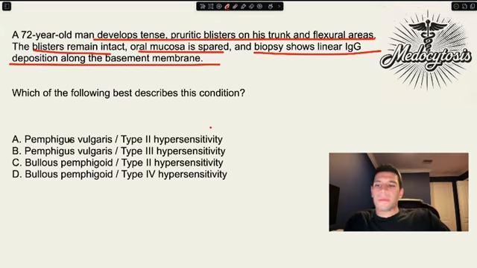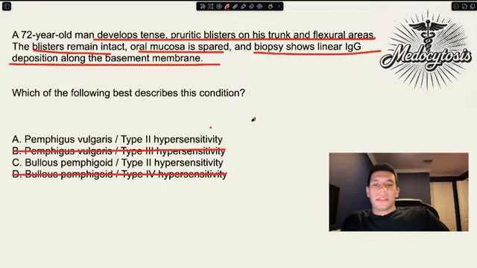So we know it's either Pemphigus vulgaris or Bullous pemphigoid. The problem being, in Pemphigus vulgaris, antibodies against the desmosomes, and in Bullous pemphigoid antibodies against the hemidesmosomes. So both of them are antibodies against something. We know this is type 2 hypersensitivity, so we can eliminate C, B, and D.